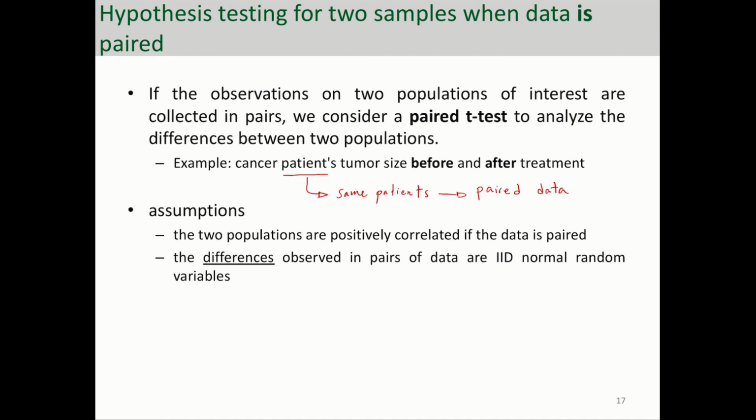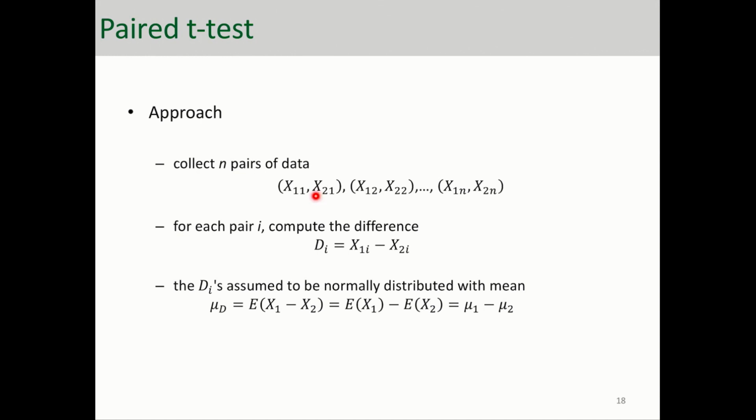So the way that we collect data is shown here. We have n pairs of data. This is the first pair: let's say patient number 1, before and after the treatment. Patient number 2, before the treatment, after the treatment. You collect these n pairs of data, and then for each pair you compute the difference, basically this one minus this one. Then you have a new data set of d sub i. This d sub i will be the focus of our test, because we're going to look at the differences in the data that we collected.